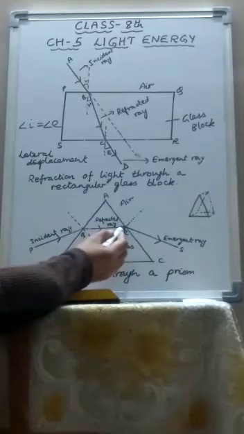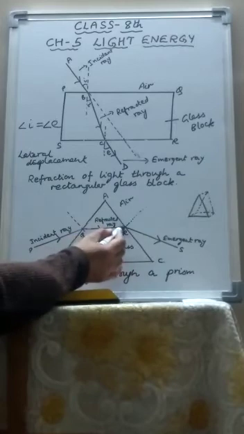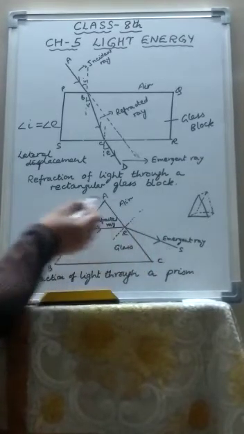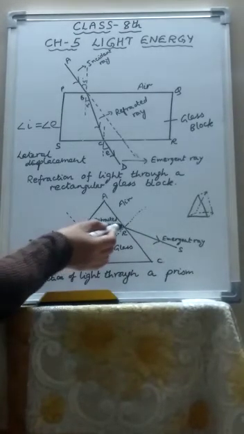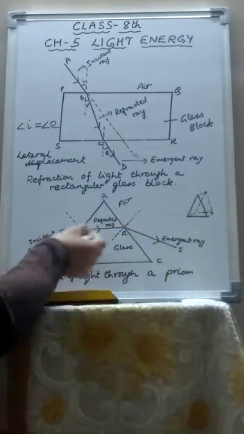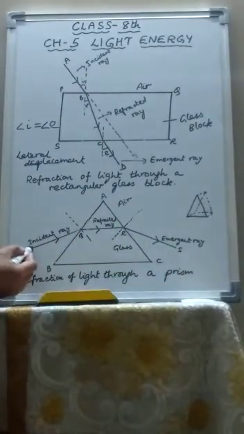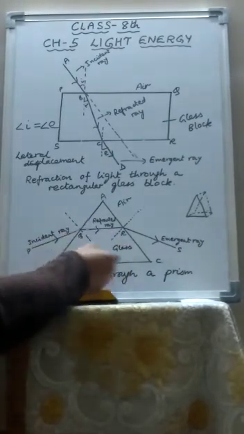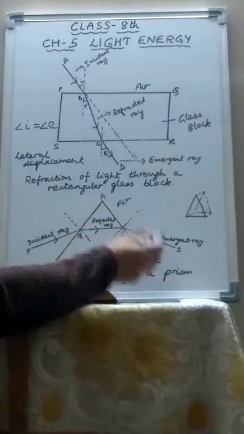Now again the ray is going from denser to rarer medium, and this is the normal drawn at this point. So it will move away from the normal. So the ray was falling like this, but after passing through the prism, it has bent like this. This is the emergent ray. So whenever the light ray passes through the prism, it always bends towards the base. Base is downwards, so the ray of light will bend downwards.